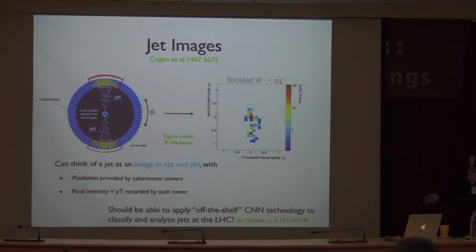And then people realized that you should be able to apply off-the-shelf CNN technology to classify and analyze jets at the LHC. So you notice there's a lag between physics and the real world. The breakthrough I mentioned happened in 2012, and the whole CS world was abuzz. And then physicists only caught onto it in 2015, 3 years later, which is like light years later in this community.